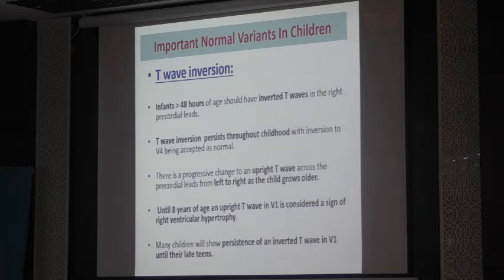Until 8 years of age, if a child has an upright T wave in V1, this is considered a sign of right ventricular hypertrophy. Many children will show persistence of an inverted T wave in V1 until their late teens. And all of you adult cardiologists know, of course, that even some young adults have juvenile inversion of the T wave.